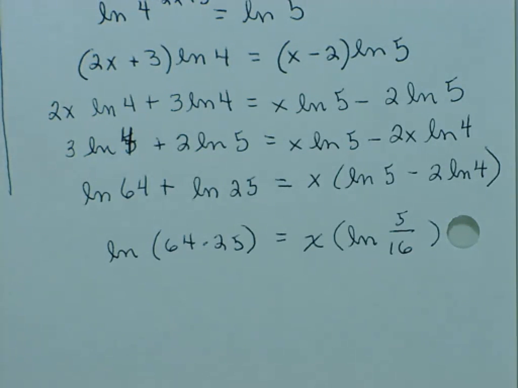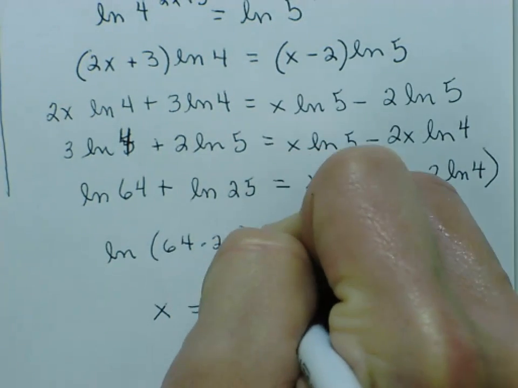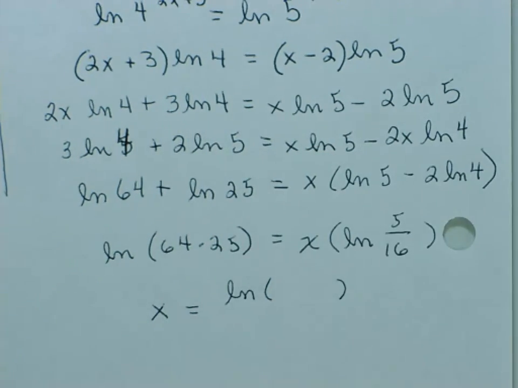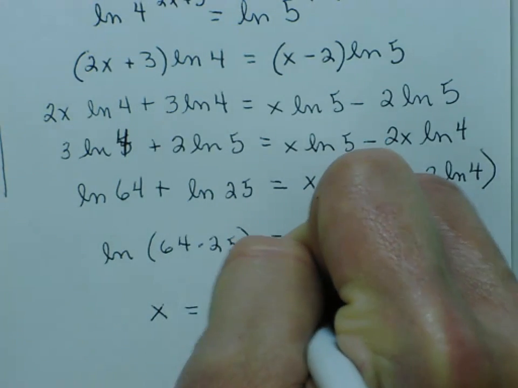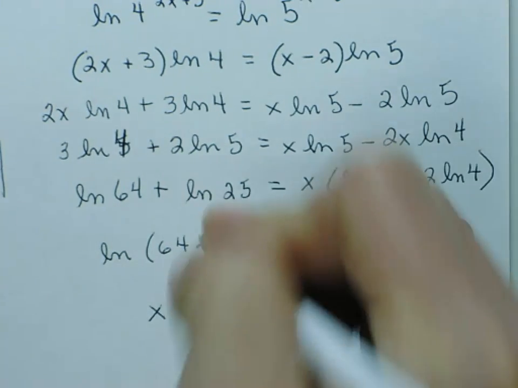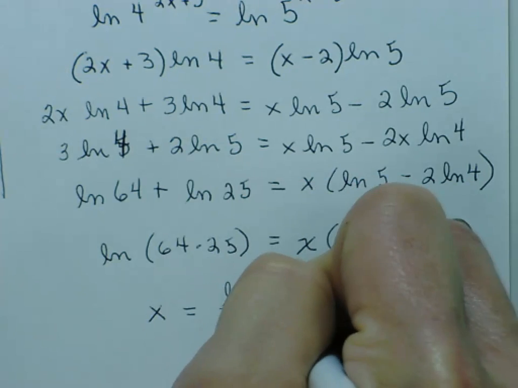Any questions about that? Just trying to make it as easy as possible to punch on the calculator. X would be the natural log of, what's 64 times 25? 800, 8,000, something. Well, I missed that one, didn't I? Natural log of 1600 over the natural log of 5/16.